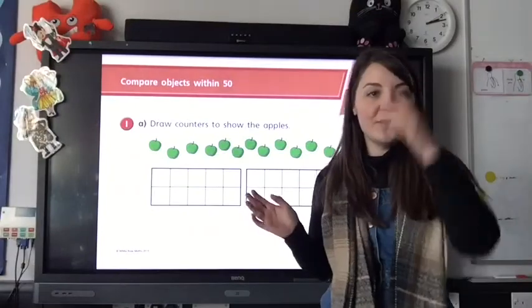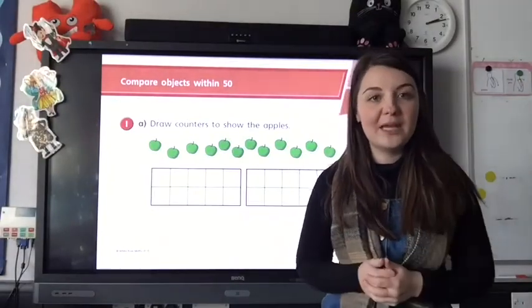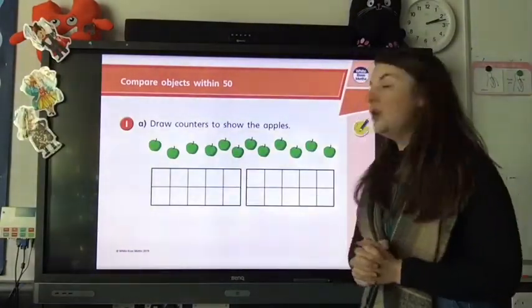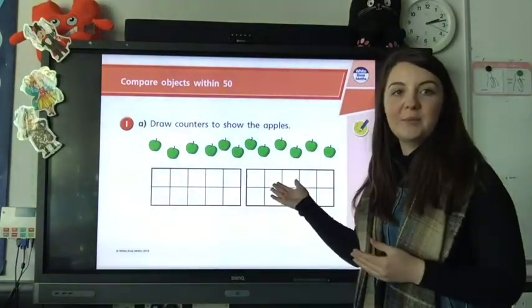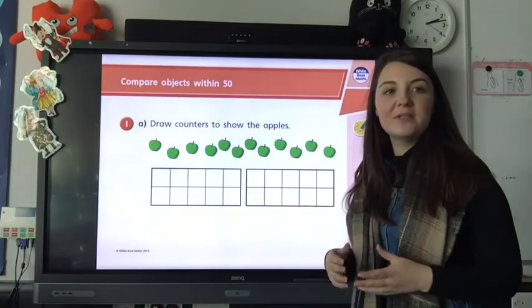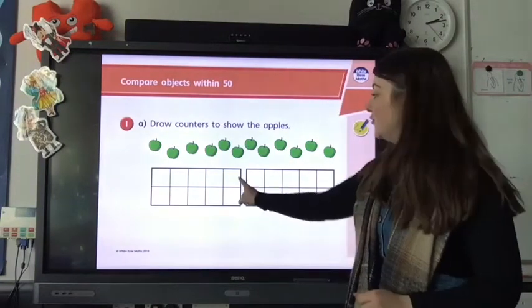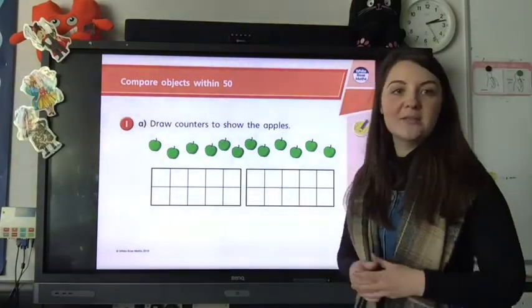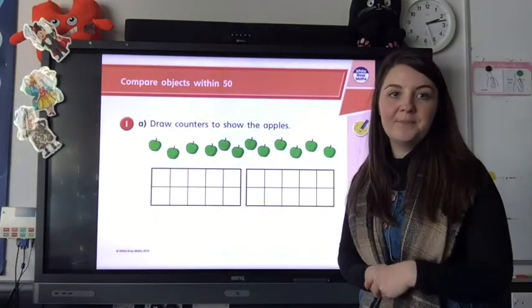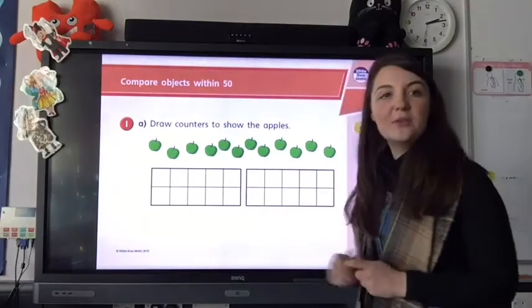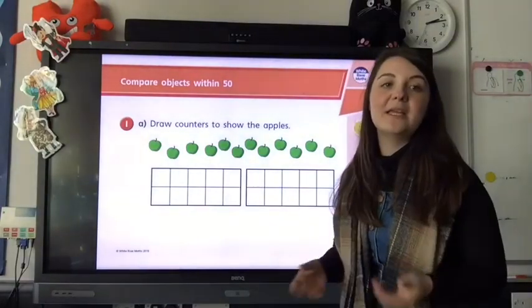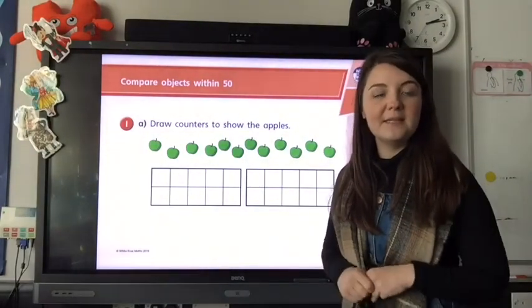Okay, so I'm going to talk you through some of your worksheet questions now before you have a go. Number 1 says, draw counters to show the apples. So you'll need to count the number of apples and draw the counters on your tens frame to represent that number. Remember, you need to fill up a 10 before you go on to your next tens frame. That way you can count on from 10 to make it a little bit easier for you.